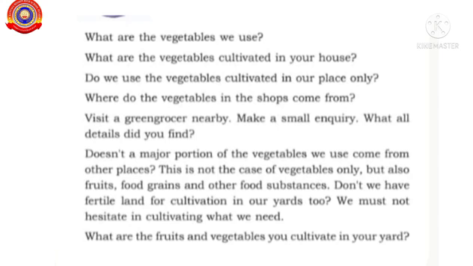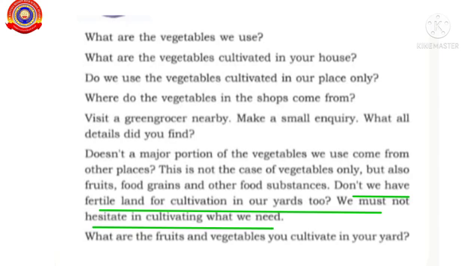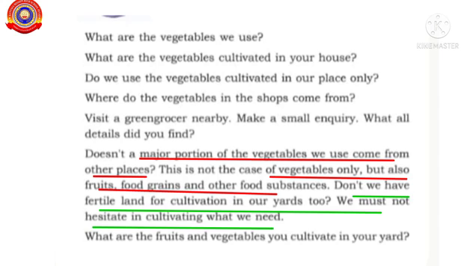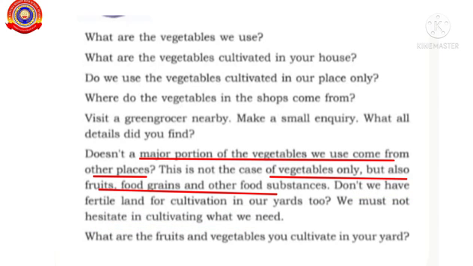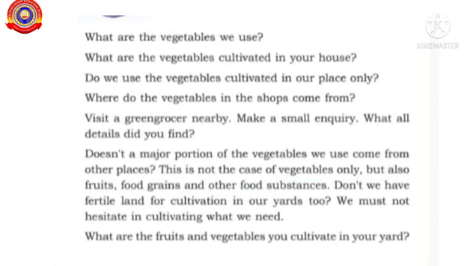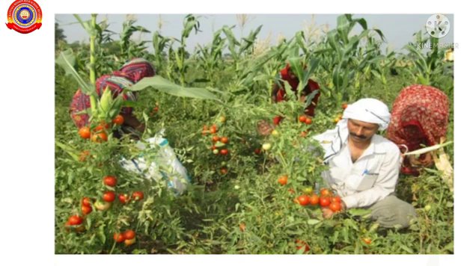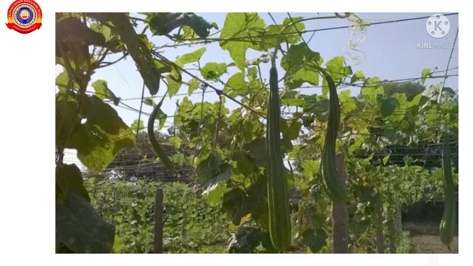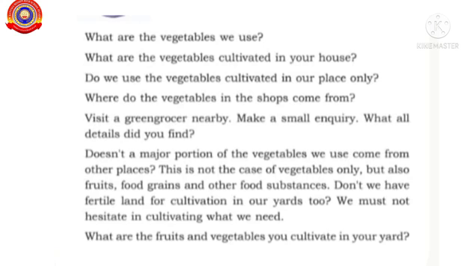From this, we can understand that even if we have fertile land for cultivation, we depend on other states for vegetables, fruits, food grains and other food substances to meet our needs. So, we have to overcome this situation by cultivating the possible food substances in our fertile land. That is, we must not hesitate in cultivating whatever food substances we need in our fertile land.